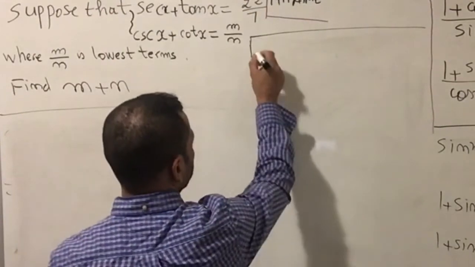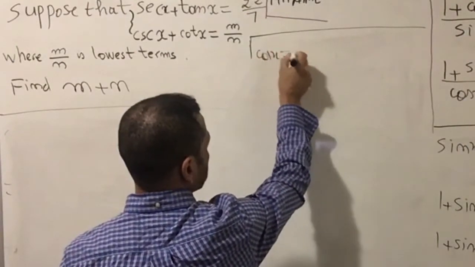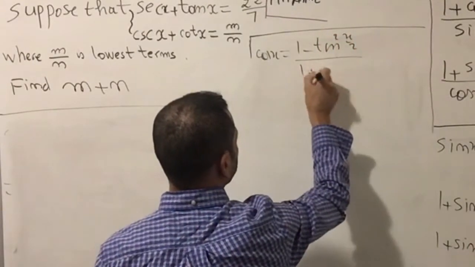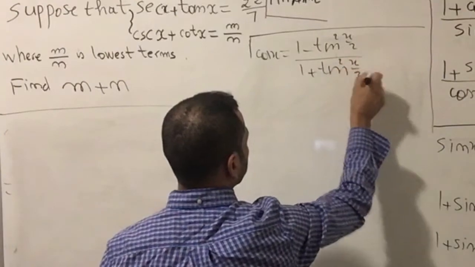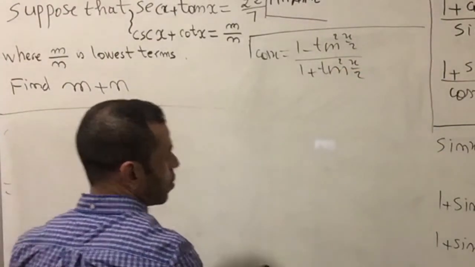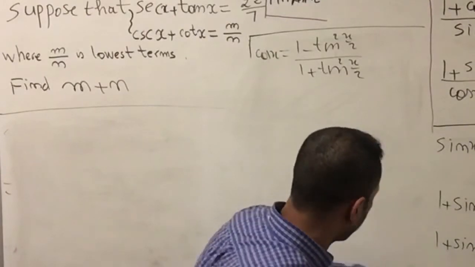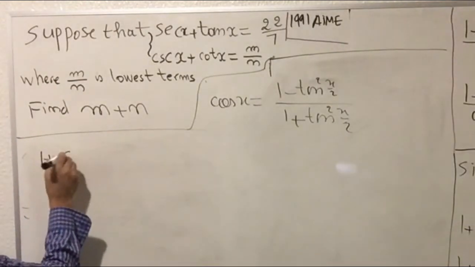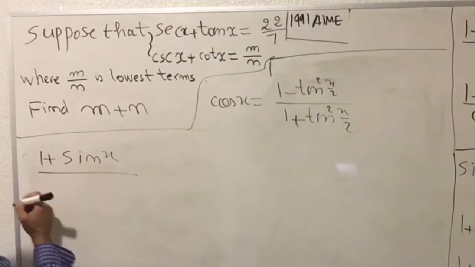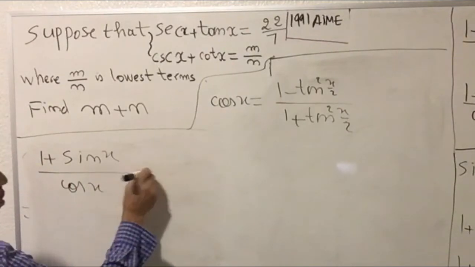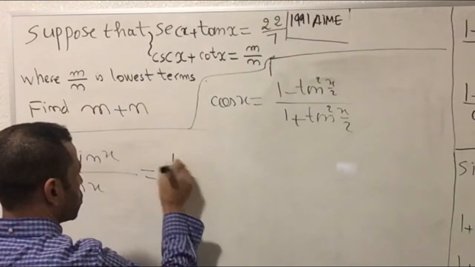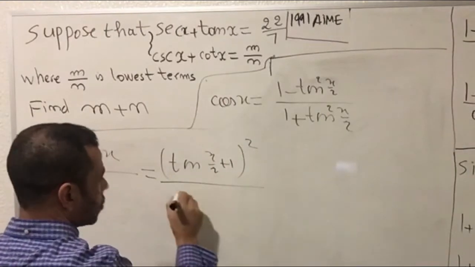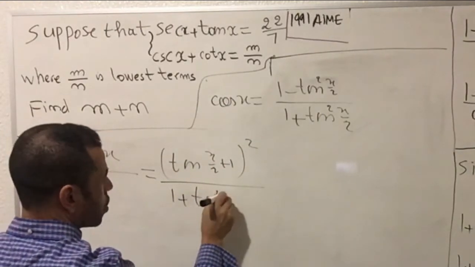Also, we know cosine x equals 1 minus tangent square x over 2 over 1 plus tangent square x over 2. We already proved this one. So now I'm doing 1 plus sine x divided by cosine x. So now 1 plus sine x over cosine x equals tangent x squared plus 1 quantity over 1 plus tangent square x over 2.